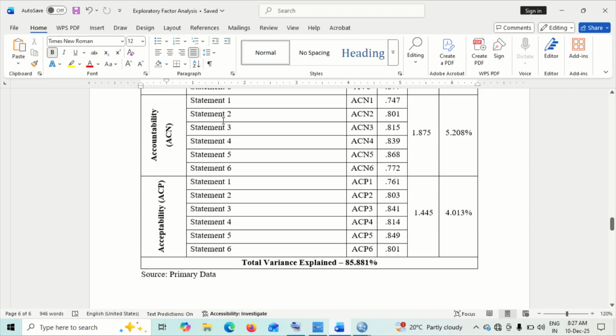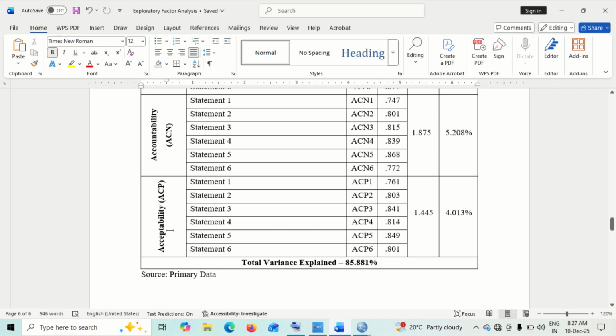Moving to the accountability, and here also 6 statements are used to measure accountability, and the codes are ACN1 to ACN6, and all these statements have a factor loading of 0.70 or above, and the eigenvalue is 1.875, which is explaining 5.208% of variance in the adoption level.